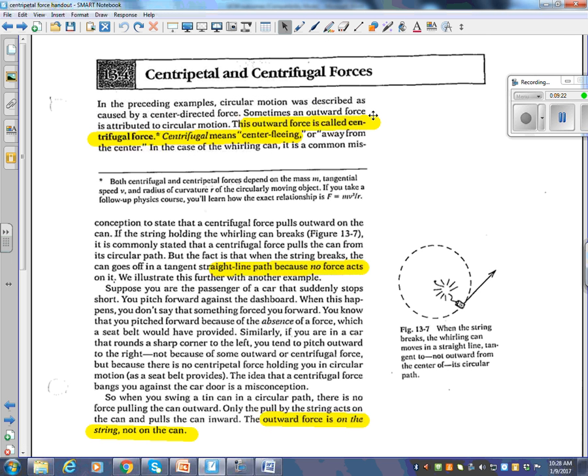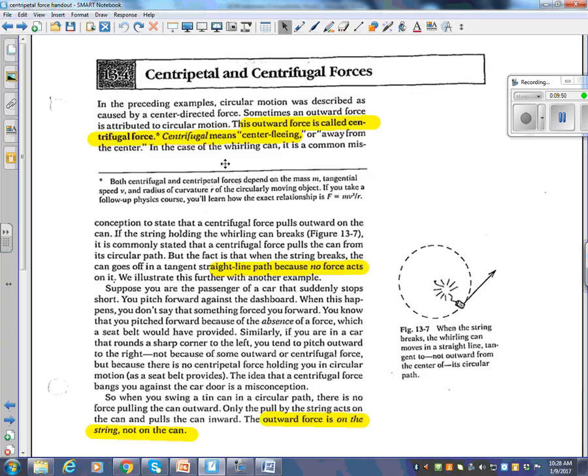So, centripetal and centrifugal forces. In the preceding examples, circular motion was described as caused by a center-directed force. Sometimes an outward force is attributed to circular motion. This outward force is called centrifugal force. Okay, so two different words, centripetal and now centrifugal. Centrifugal means center fleeing or away from the center.